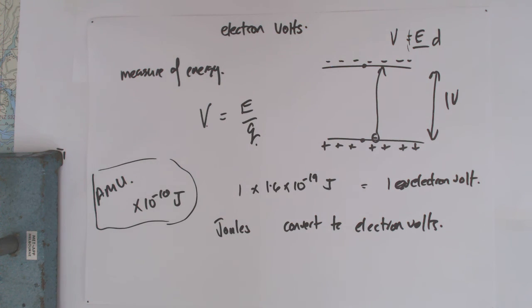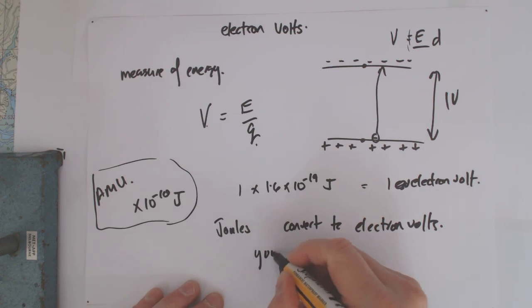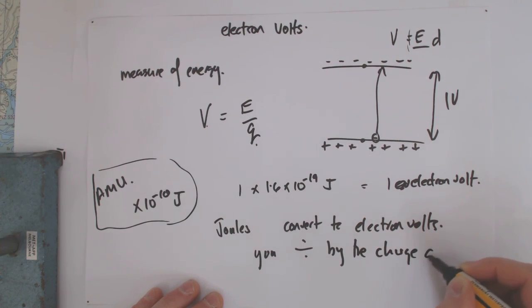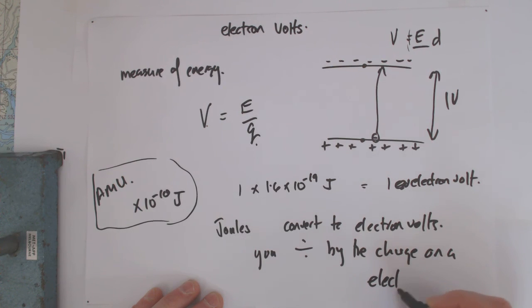So to go from joules to electron volts, you divide by the charge on an electron. And they're just nice little units.